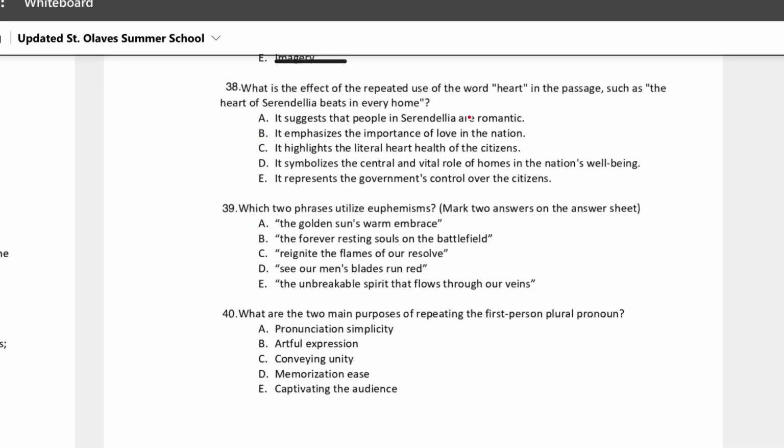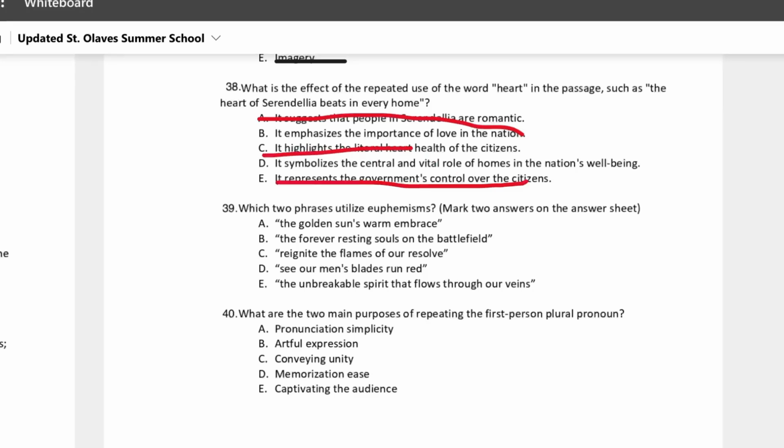Question 38, what's the effect of the repeated use of the word heart in the passage? The heart of Serendelia are beats in every home. A, we can straight away cross out. It's not really a romantic passage over here. And it's not really talking about the government's control over the citizens. You can just gain that from the context. It seems the government has really worked with its citizens. And it's not the literal heart, but this phrase over here, central and vital role of homes, is very apt because what is the heart? It's the central and vital organ that we need in our body. Just like fighting and women are, it symbolizes the central and vital role of women in the nation's well-being. So this is that context where it works the best.